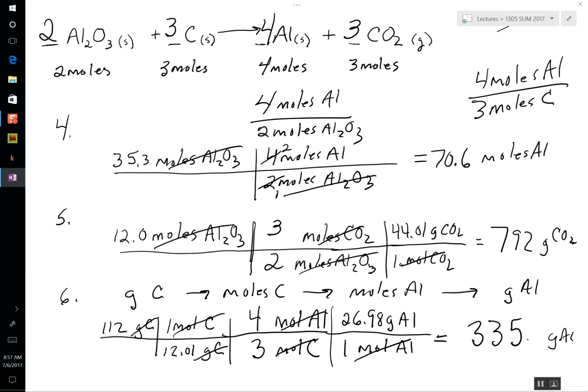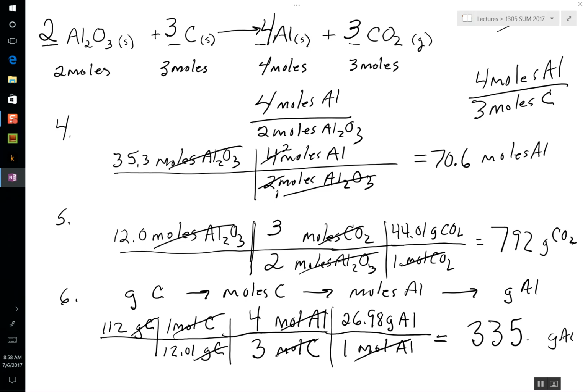Okay, that's problem number 6. I said I was going to put 4 different problems over here. I'm trying to think of a 4th one. Oh, the number 6 is kind of 2 in 1. You can see that carbon here is a reactant. And we're asking the question, how much aluminum could we make from 112 grams of carbon if we had plenty of aluminum oxide? This is a theoretical yield problem.